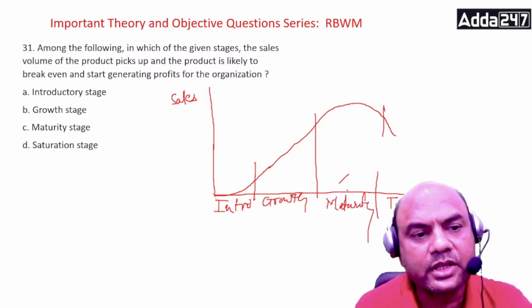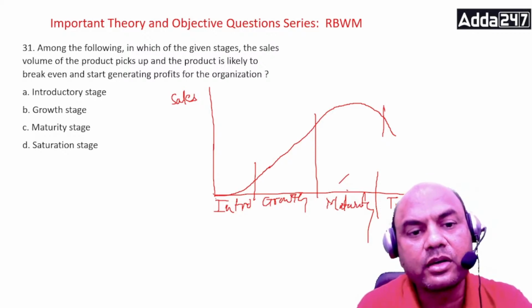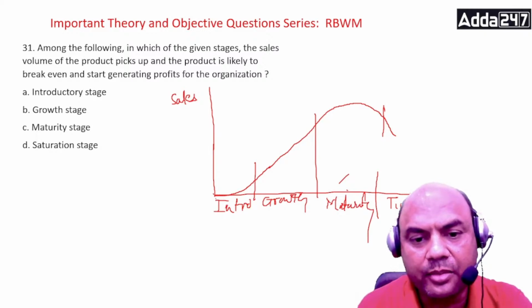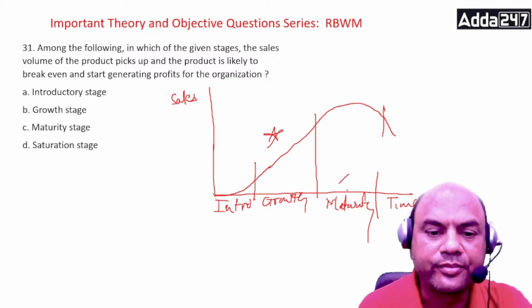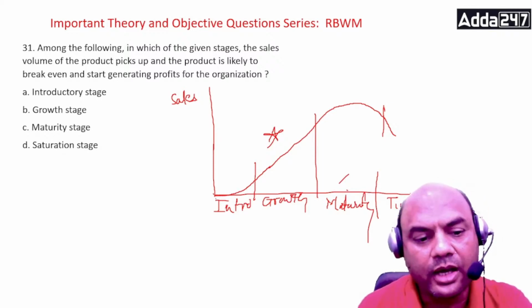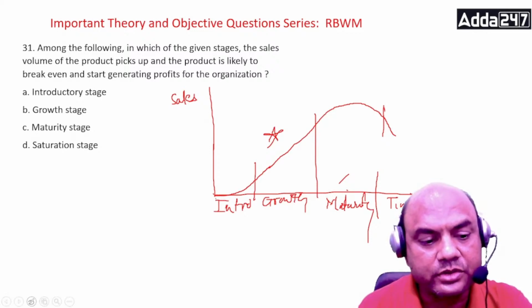So now the question is, in which phase will the volume of the products pick up? See here, they are picking up in this stage, right? So this stage is known as what? Growth. This is a graph for sales. Remember, that's why it's starting from 0. I can have a separate graph for profits also for the same.